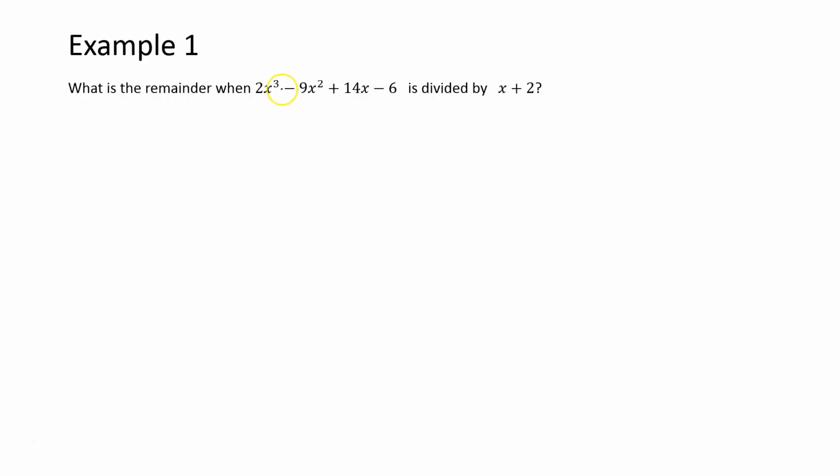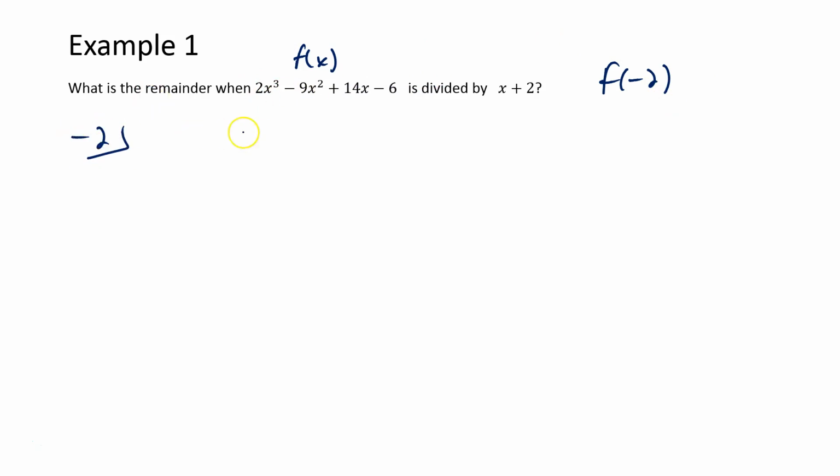We'll start with: what is the remainder when 2x cubed minus 9x squared plus 14x minus 6 is divided by x plus 2? We could do the whole long division thing, but really the remainder theorem tells us that if this is f of x, the answer is going to be f of negative 2. So I just plug negative 2 in, and we can do that in a quick way by doing synthetic substitution.